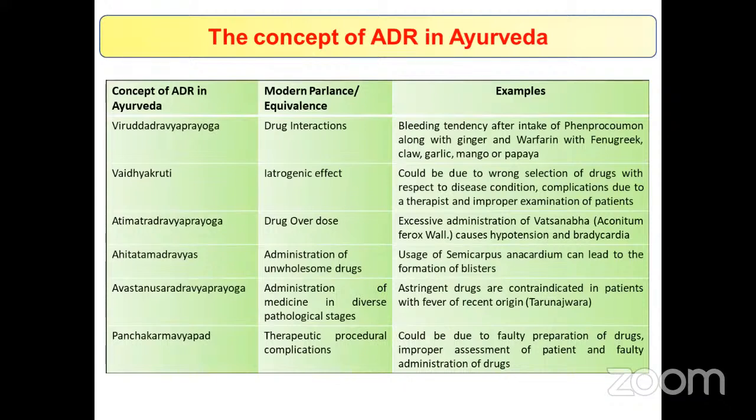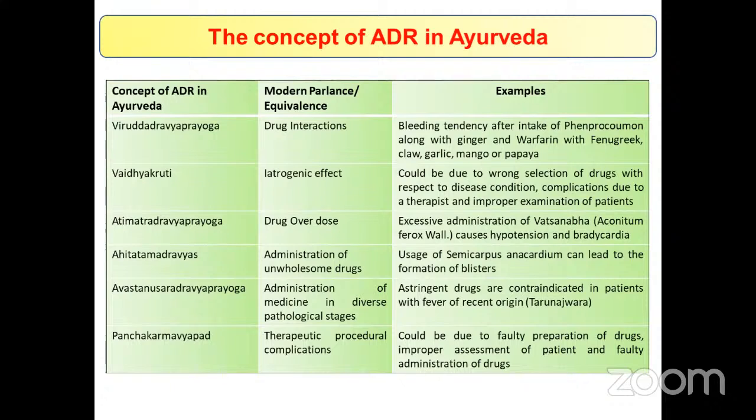I think these are some new terms for the faculty members, which I have taken from some classical Ayurvedic books: the concept of ADR in Ayurveda, because we are concerned about pharmacovigilance in ASU drugs. So what is mentioned in Ayurveda, and what is the modern equivalent in modern medicine? Like Viruddha dravya prayoga, Viruddha dravya prayoga. That means drug interactions.